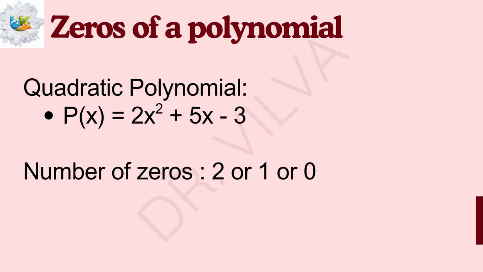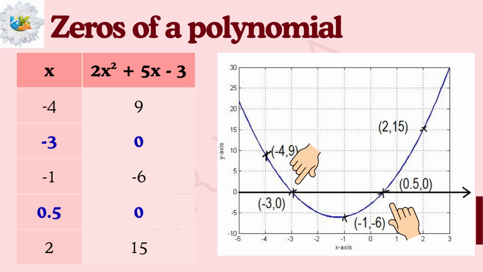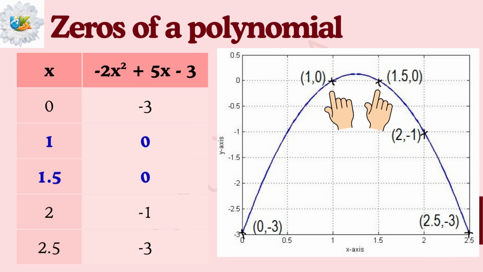Look at this example. U-shaped parabola we got, and it passes through the x-axis at minus 3, 0 and 0.5, 0. Look at the coefficient of x square. It is 2. If the coefficient of x square is negative, we will get inverted parabola like this, and the zeros are at 1 and 1.5 for this equation.